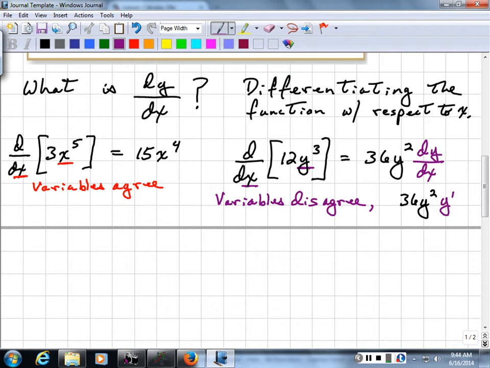Okay? When I write the answer as 36y squared times dy over dx, that tells me that I have taken the derivative of that function of y with respect to x. Okay?